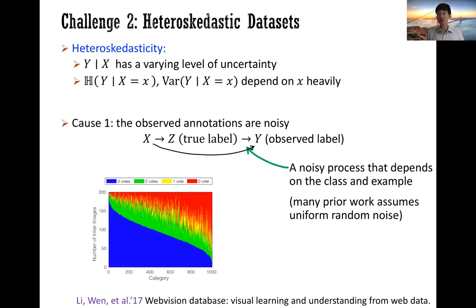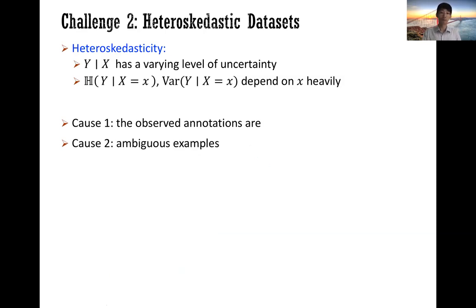In one of these web vision data sets, WebCrowd, you can see they plot the amount of ambiguity, or labeling noise, in their data set. You can see that here 3 votes means that there is no ambiguity or labeling disagreement, and the number of 3 votes changes quite differently across the categories.